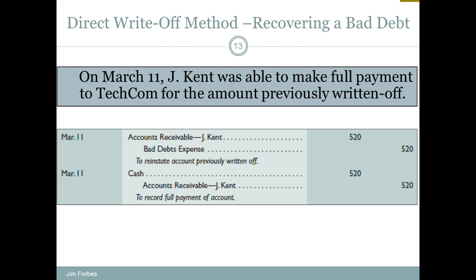Here, maybe you recovered this individual's money, you had previously written it off, and now you need to put it back into accounts receivable. So you take that bad debt, reverse it, and now you notate it as being paid. This seldom happens. Usually when you write it off, it is a bad debt, by the way.